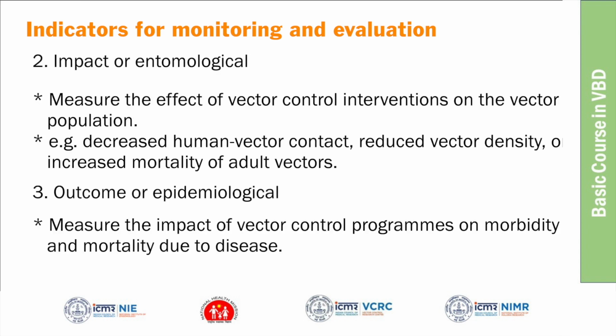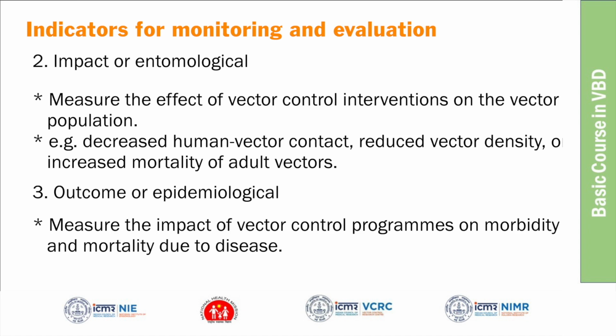So first you've seen the process or operational indicator, that is nothing but spray coverage and use rate, the coverage rate of the nets. Coming to the impact or entomological indicator, it measures the effect of the vector control intervention on the vector population. For example, decreased human-vector contact, that is biting rate, reduced vector density, increased mortality of the adult vector. These are some.